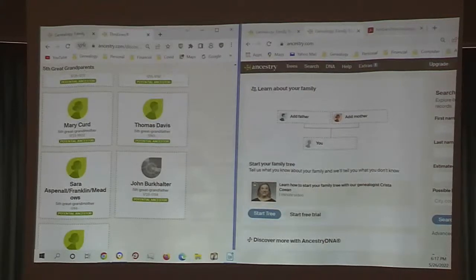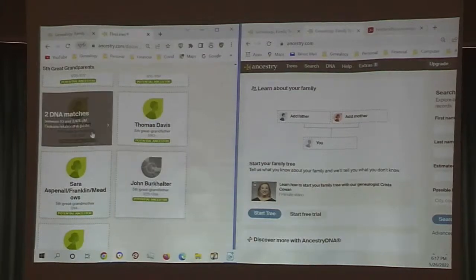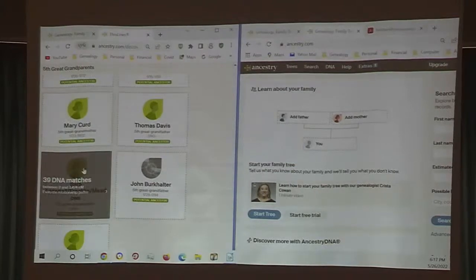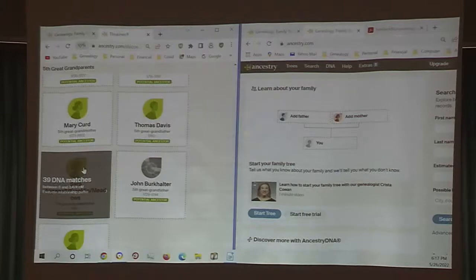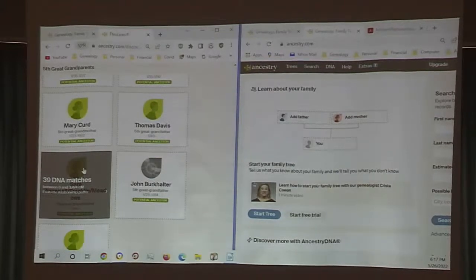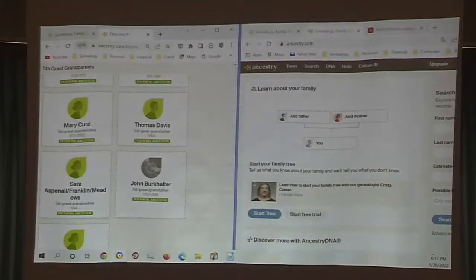But let's say I wanted to bring up a through line. And the other thing with through lines, let me find my cursor again. If you put your cursor on it, it tells you how many people match up to that same great 5th great grandparent, whatever.